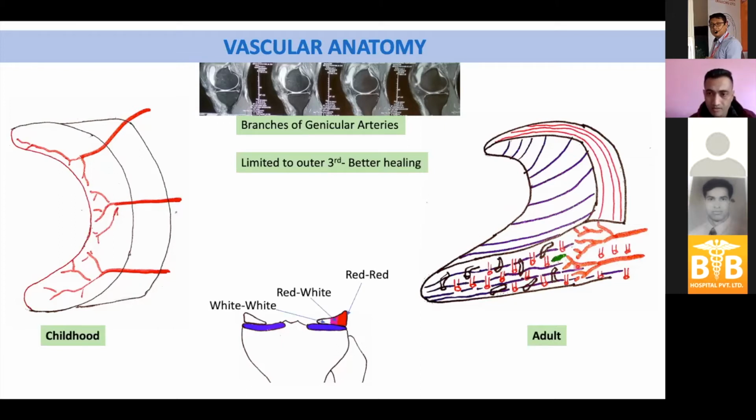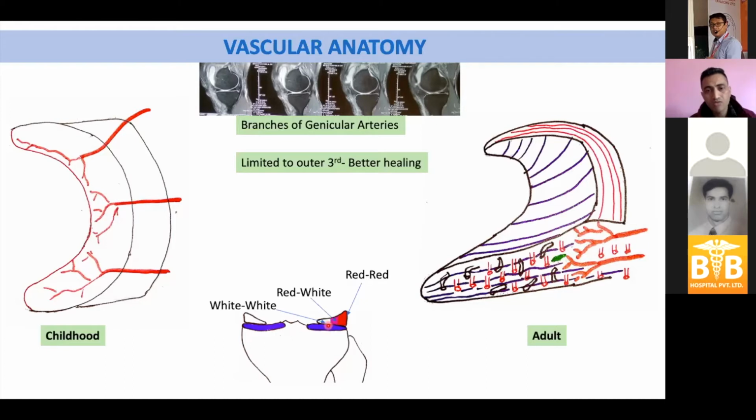And accordingly, this has been divided into the red zone, meaning more vascular, and the red-white zone. Some amount of vascularity also extends up to the outer middle third of the meniscus, and there is almost no vascularity in the inner portion. This is called the white-white zone.